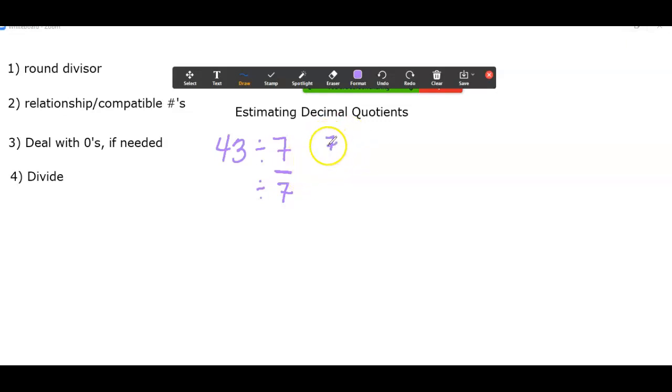I'm going to write that over here so I don't forget. 7 times 6 is 42. All right, so 7 has a relationship with 42, but not 43. So I'm going to change 43 to 42. Okay, so now I don't have any zeros. If I had a 0 here and a 0 here, I could cross them off and get rid of them, but I don't. So then I just divide. Well, if 7 times 6 is 42, that means 42 divided by 7 is 6. So my estimate there is 6.